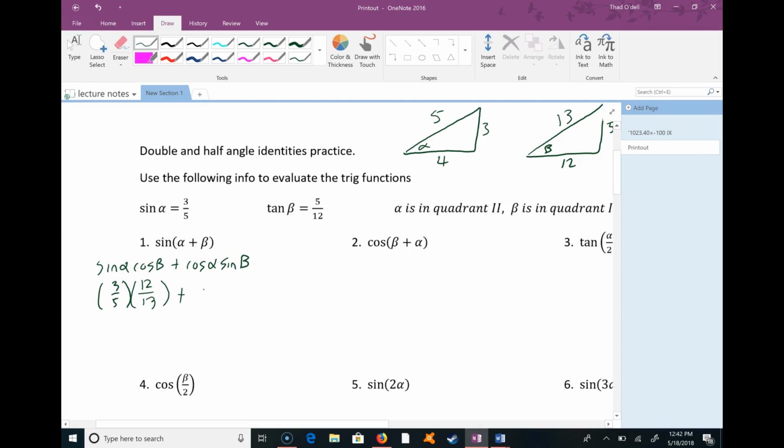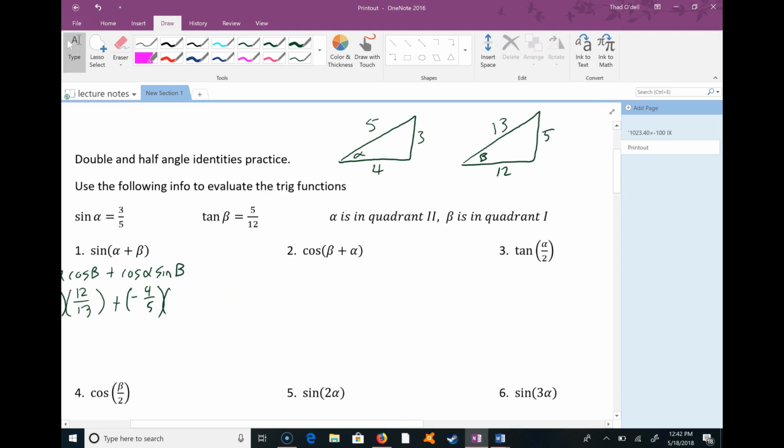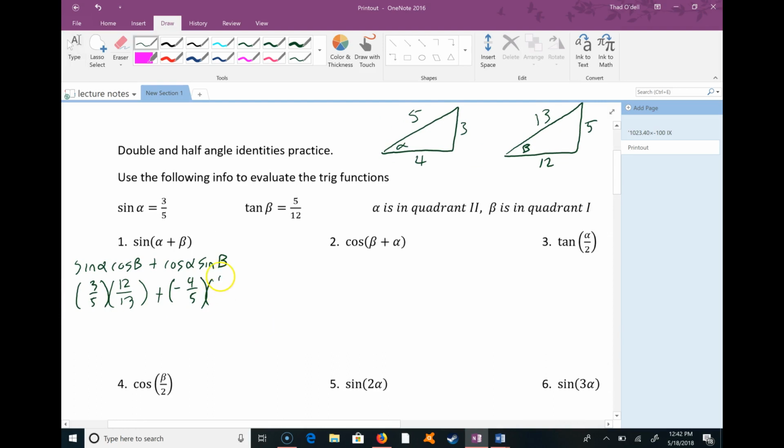And then this asks for cosine alpha, so I go to the alpha triangle. Now keep in mind that alpha is in the second quadrant, so I know that cosine is negative there, so I'll put a negative right to begin with. And then cosine is adjacent over hypotenuse, so that would be 4/5. And then sine of beta, go over to the beta triangle. Sine is opposite over hypotenuse, so that would be 5 over 13. And of course, that's the first quadrant, so it's positive.